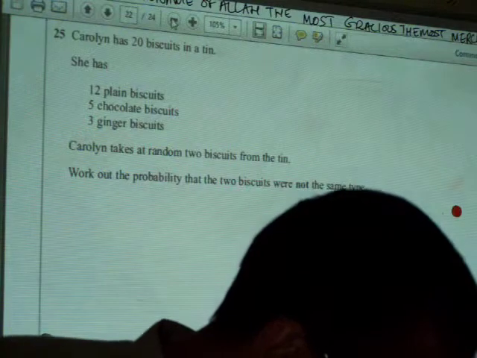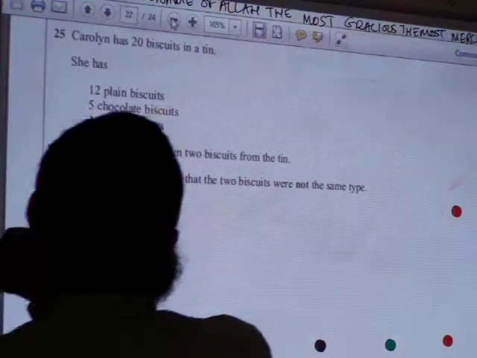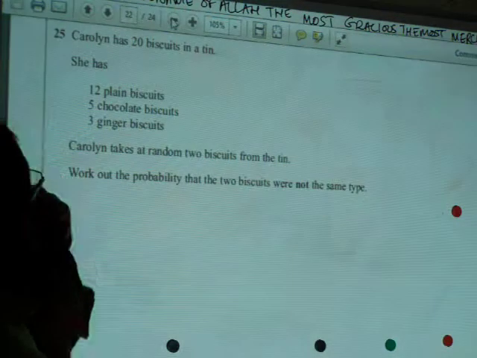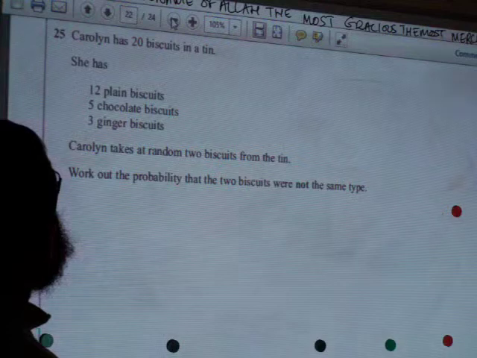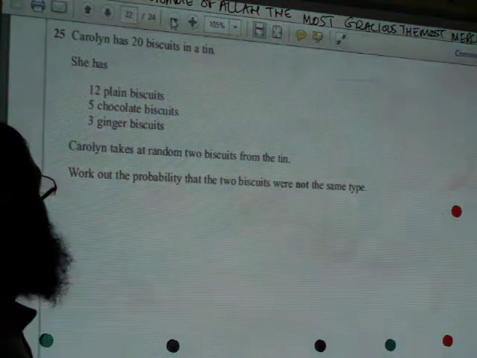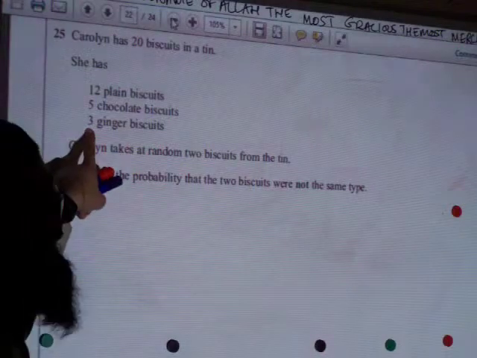Okay, we're nearly towards the end of the paper. I think we've got just one more question after this. Alhamdulillah. Okay. Right, Carolyn has 20 biscuits in a tin. She has 12 plain biscuits, 5 chocolate biscuits, 6 ginger biscuits. Oh, they're my favourite. I love the ginger biscuits.